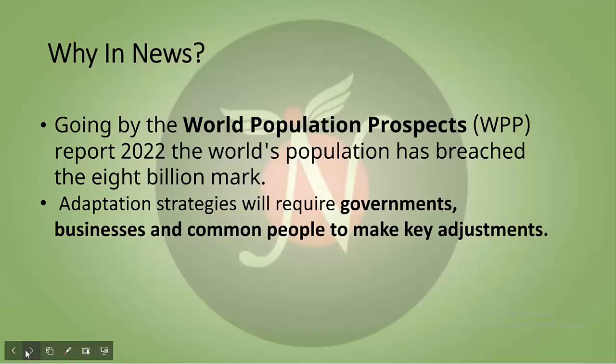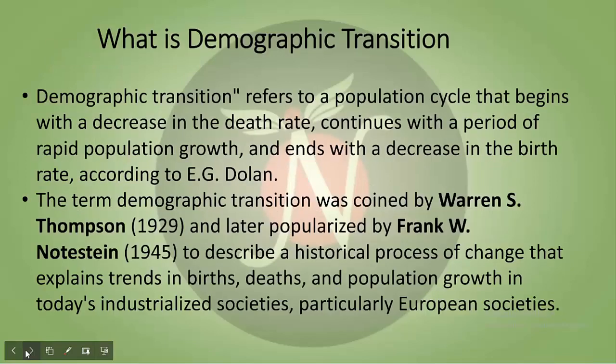We'll start with today's slide, why in news. Going by the World Population Prospects report of 2022, the world's population has breached the 8 billion mark, with India the most populous country of the world ahead of China. Adaptation strategies will also require governments, businesses and common people to make very key adjustments.